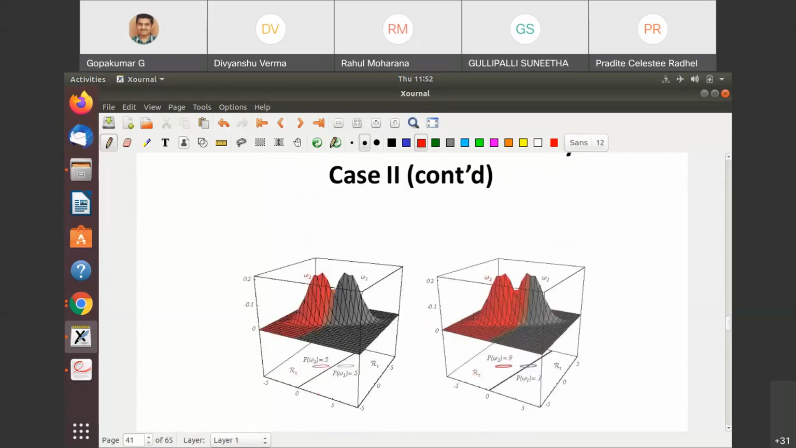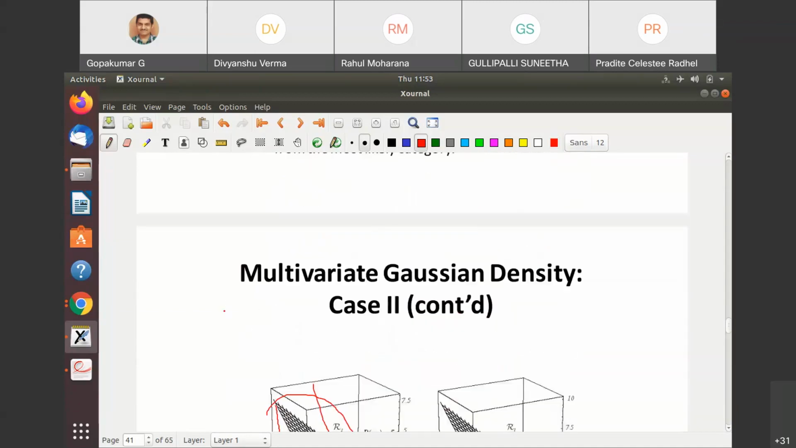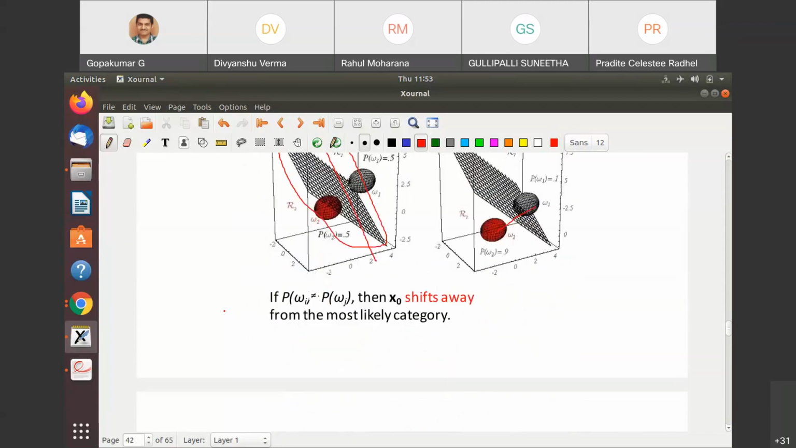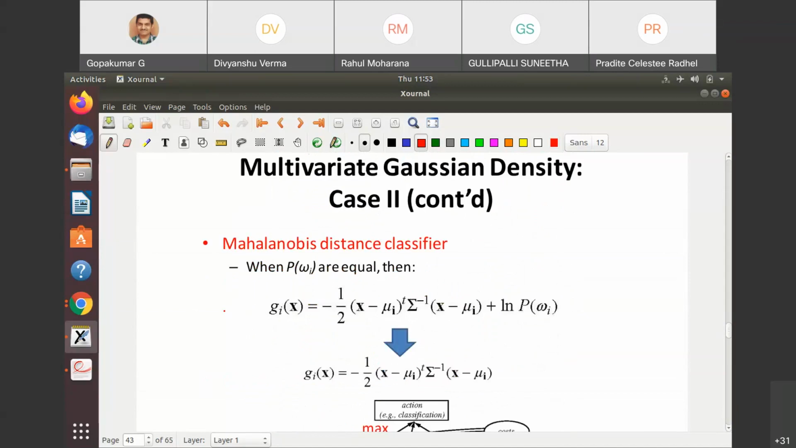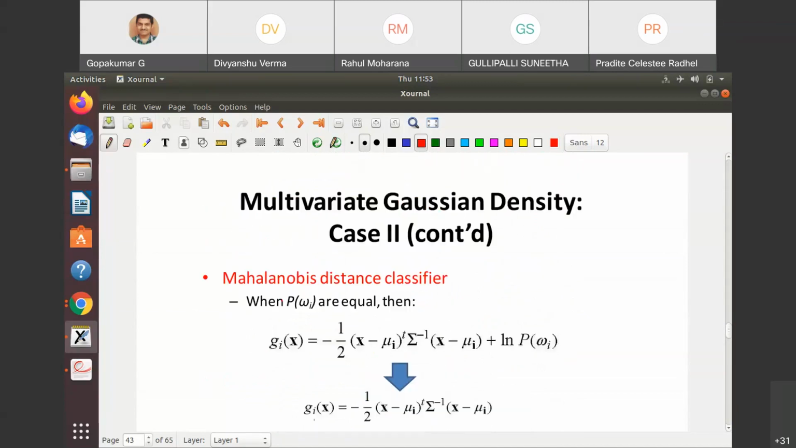Here also it is not perpendicular to the line connecting the means. Similarly, the shift occurs depending upon which prior probability is larger, and in that direction it will prefer the decisions. All this remains the same; there is no additional thing here. And here we have another interesting classifier.